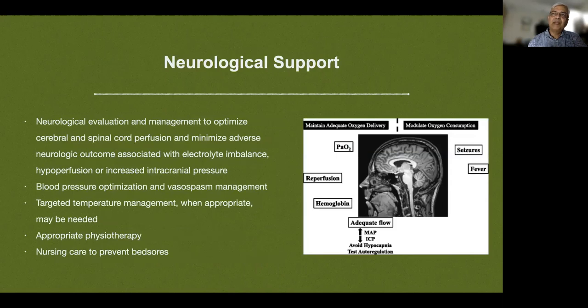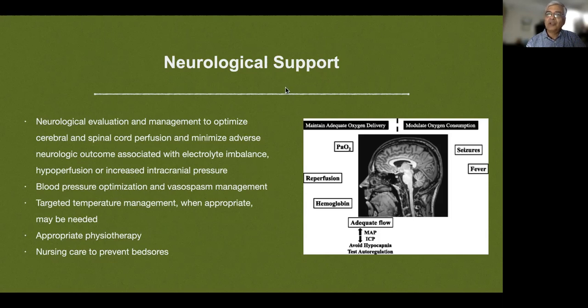If the patient's brain is also involved or has had a brain surgery, then the patient also needs neurological support. We need to evaluate the neurological state of the patient regularly and manage the patient in such a manner to optimize the blood supply of the brain and the spinal cord, and to reduce or minimize the outcomes of neurological impairment which the patient has. The patient may have neurological impairment also due to electrolyte imbalance, hypoperfusion or less blood supply, and because of an increase in the intracranial pressures.